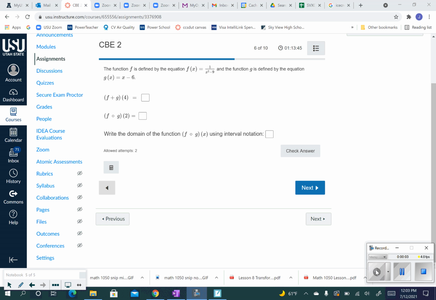All right, so it wants us to find f plus g of 4. F of x equals 1 over x squared minus 9, and g of x equals x minus 6. So remember, f plus g of 4 just means to go f of 4 plus g of 4. So I plug 4 in for f, I get 1 over 4 squared is 16 minus 9, plus plug 4 into g, that's 4 minus 6, which is negative 2.